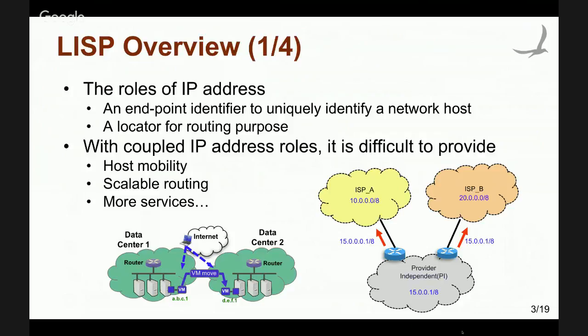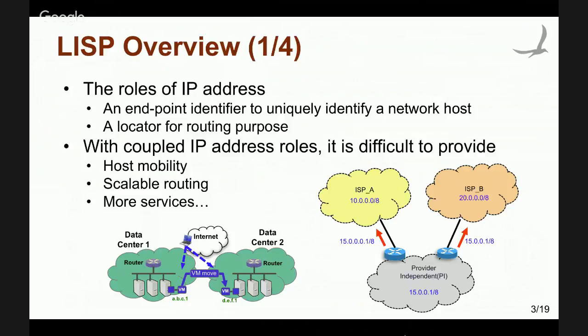So, as you know, the existing IP address has two types of role. One role is the endpoint identifier, which uniquely differentiates a network host. And another role of the IP address is a locator that is used for routing a packet to its destination. And with the coupled IP address role, somehow it's difficult to provide host mobility, and also scalable routing.